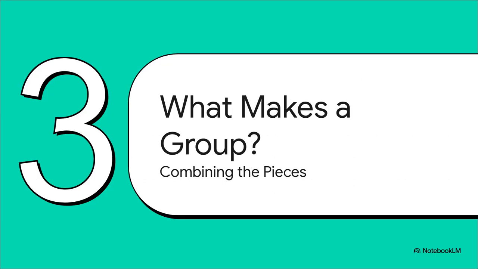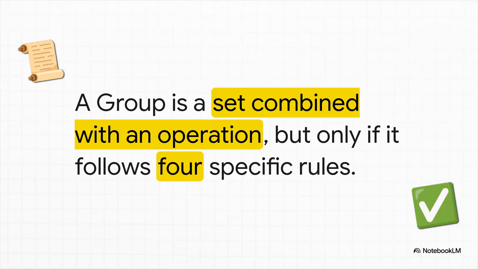Okay, so we have our sets and we have our operations. Now we get to put them together. And when we do, we can form something called a group. This is where it all starts to get really interesting. So, a group is just a set paired with an operation. For instance, the set of all integers paired with the operation of addition.